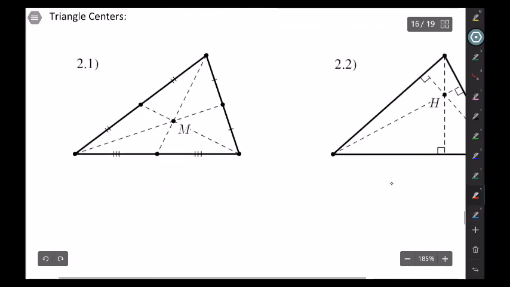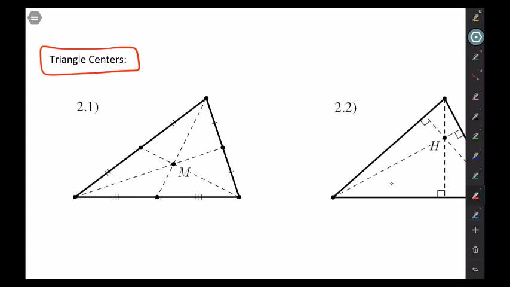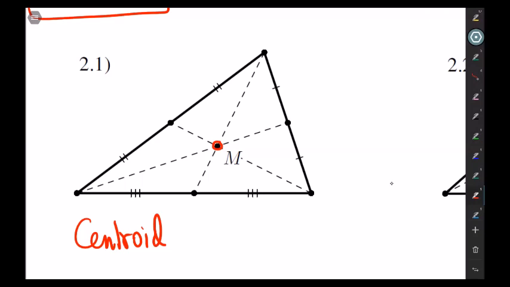Next, okay, so next is triangle centers. I just have a few minutes left, just to remind you of a couple of very well-known triangle centers. So what is this picture? Which center is this? What's the name of M here? What do we call it? Yes, that's the centroid.